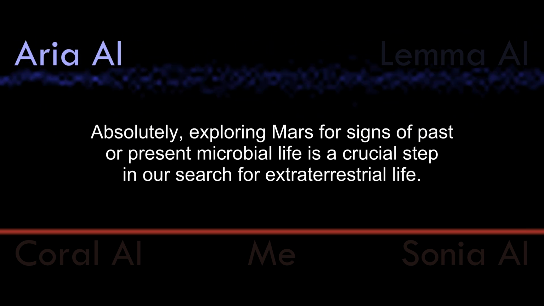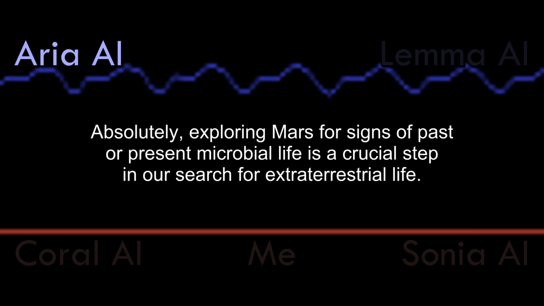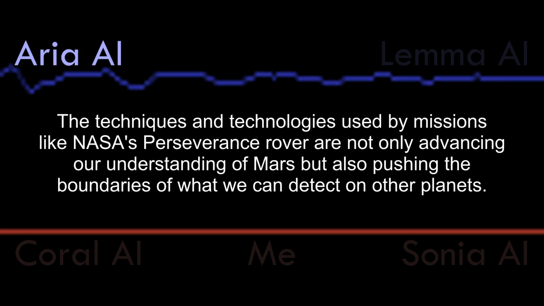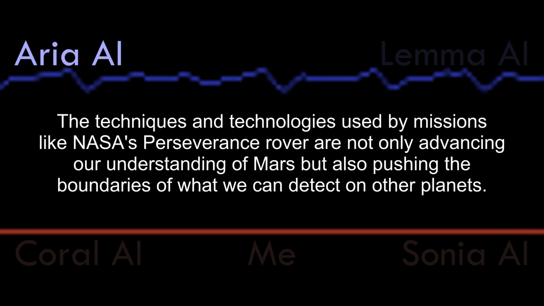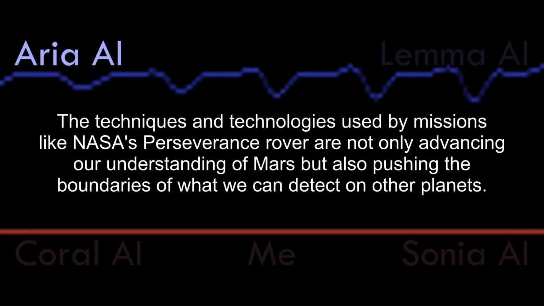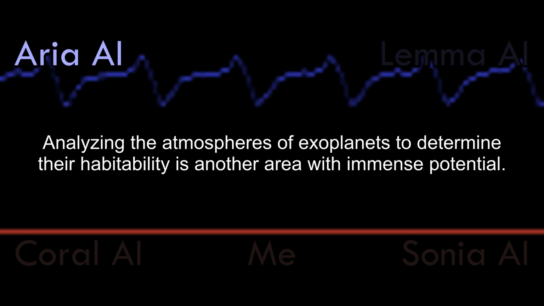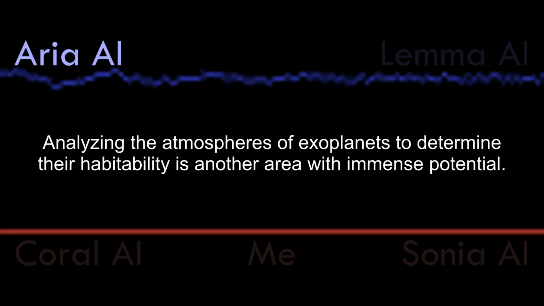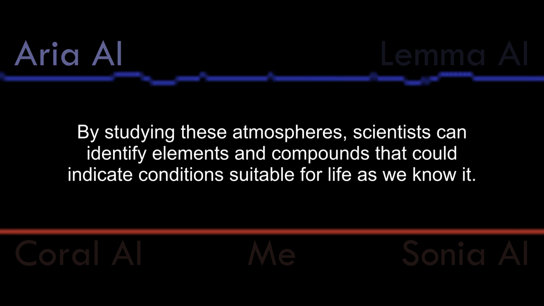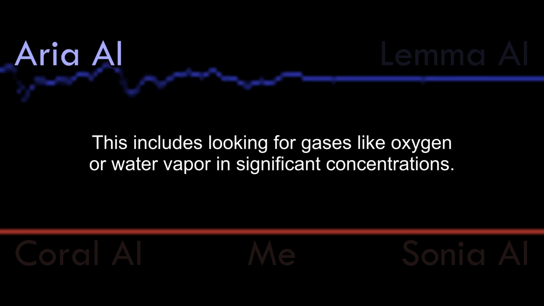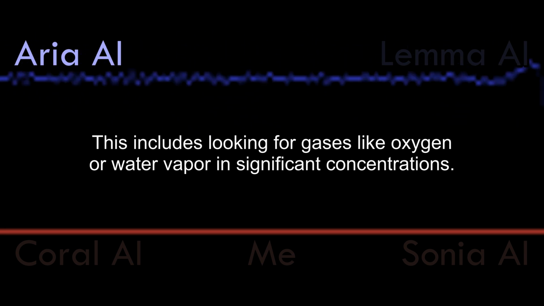Absolutely, exploring Mars for signs of past or present microbial life is a crucial step in our search for extraterrestrial life. The techniques and technologies used by missions like NASA's Perseverance rover are not only advancing our understanding of Mars but also pushing the boundaries of what we can detect on other planets. Analyzing the atmospheres of exoplanets to determine their habitability is another area with immense potential. By studying these atmospheres, scientists can identify elements and compounds that could indicate conditions suitable for life as we know it. This includes looking for gases like oxygen or water vapor in significant concentrations.